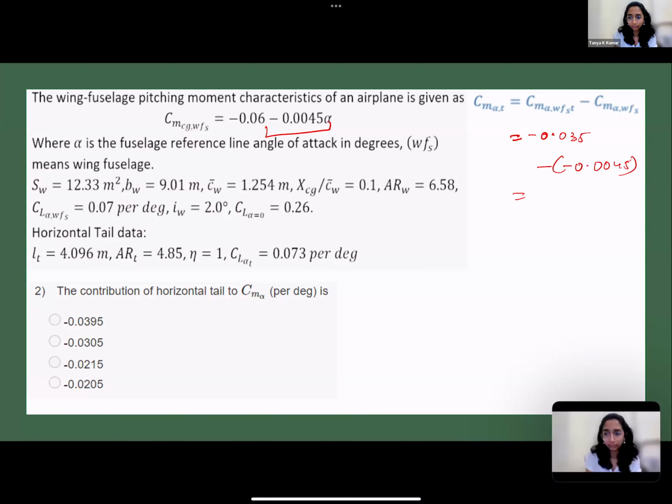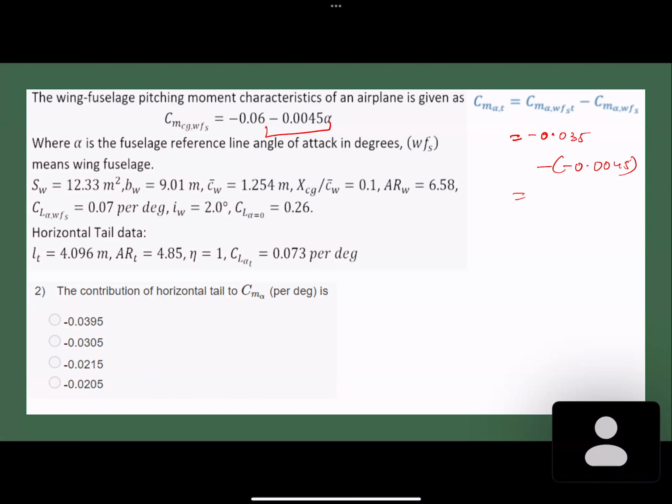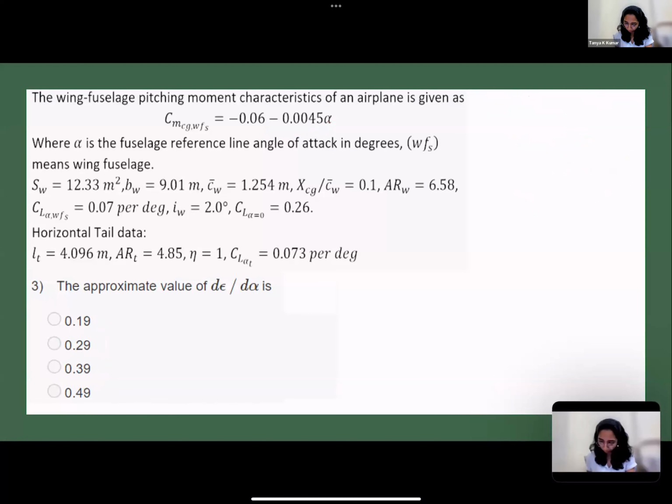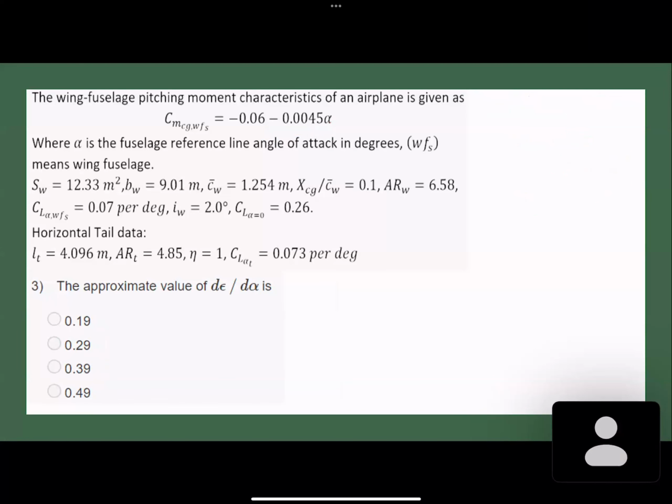Tell me what the final answer is. Yes, this was. Oh, yeah. 0.5. That is B. Okay. Next, the approximate value of d epsilon by d alpha. What is epsilon?